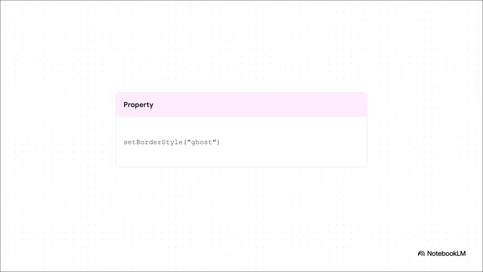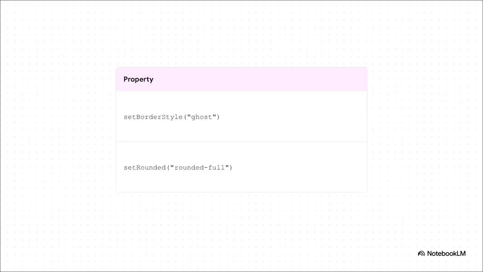All right, we'll start with the default look and just apply a few properties. First up, we'll set the border style to Ghost. See that? The solid outline just vanishes, giving it a much lighter, more modern feel. Next, right on top of that, we'll add Set Rounded, Rounded, Full. And just like that, our kind of boxy badges become these slick, pill-shaped tags. It completely changes the vibe.